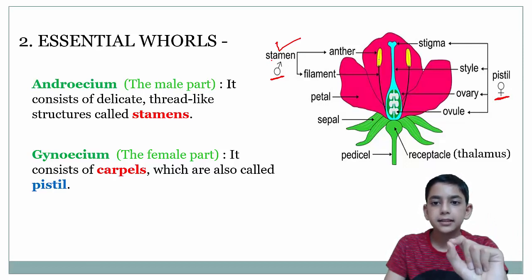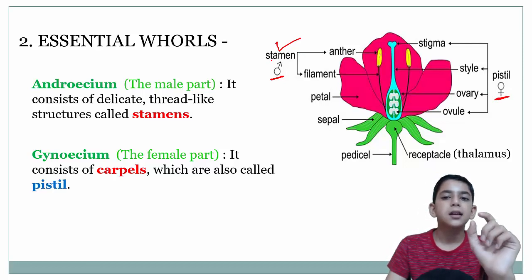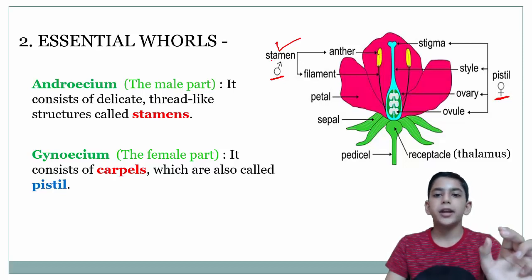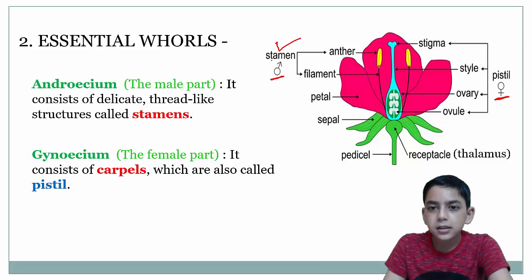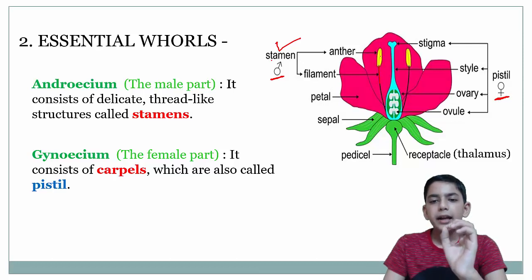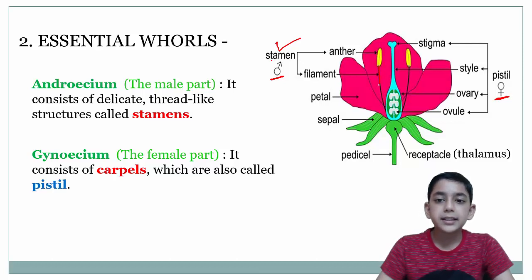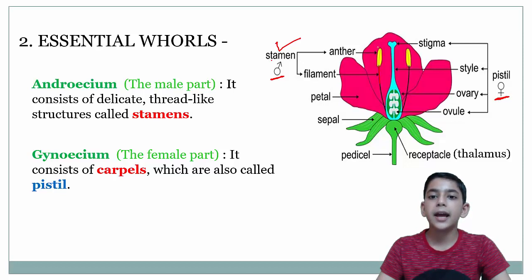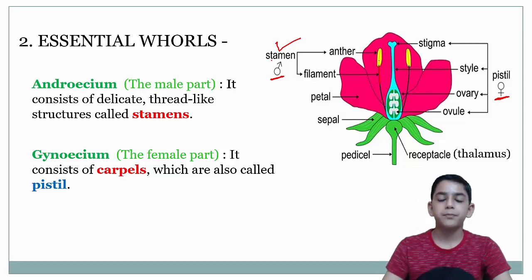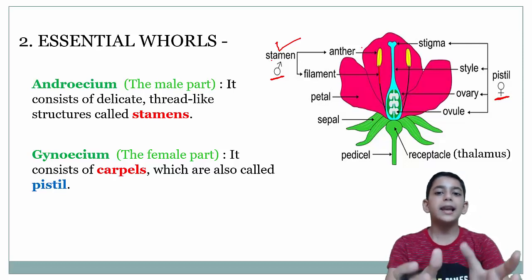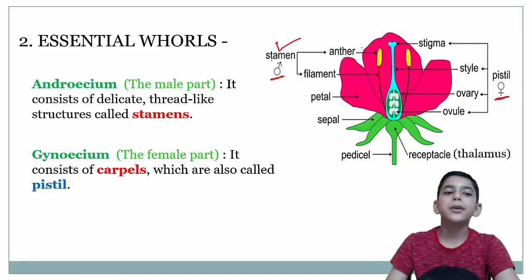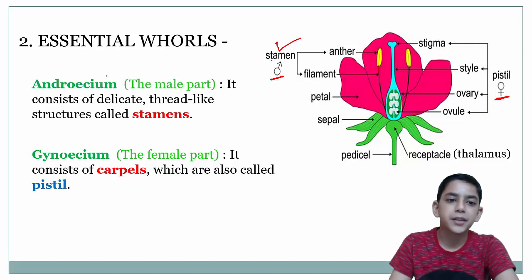One is this anther. The anther has pollen grains inside, about which we'll learn further. And this is a thread-like structure, very thin and very delicate, and this is known as the filament. It helps the anther to stand up. Now it is the male part. So what is the collection of stamens known as? It is known as the androecium, and it is the male part.